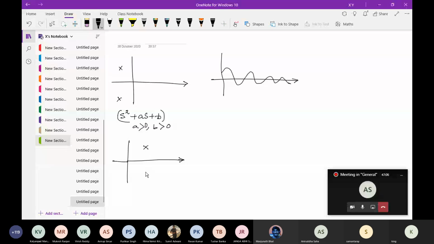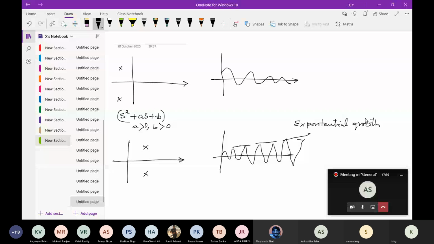On the other hand, if you have stuff like this, not good at all. You are going to see small things becoming bigger and bigger with time. There will be an exponential growth. Very bad. This is actually quite good.